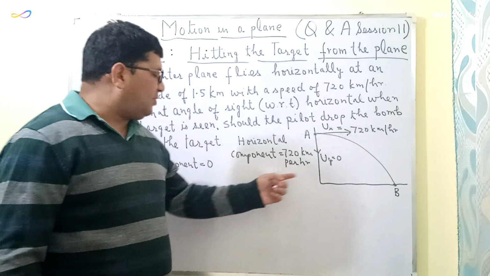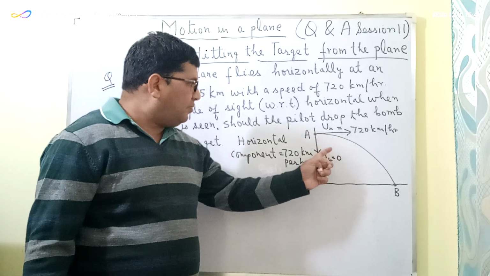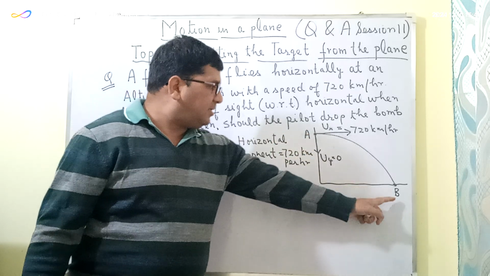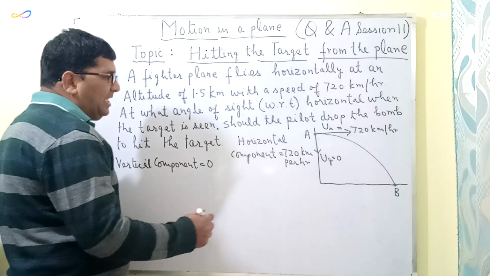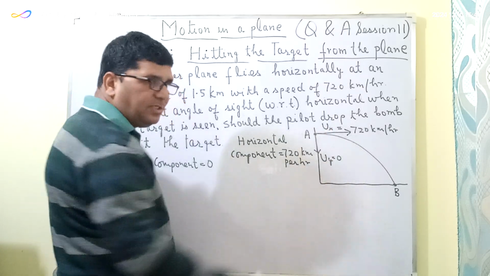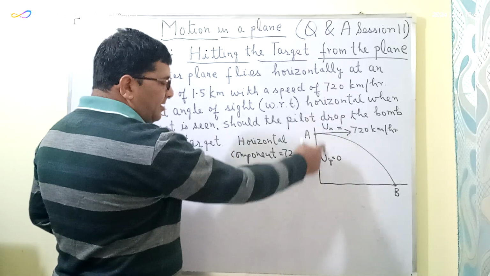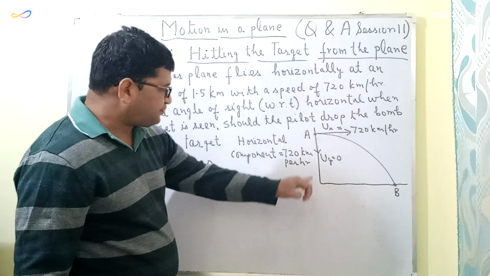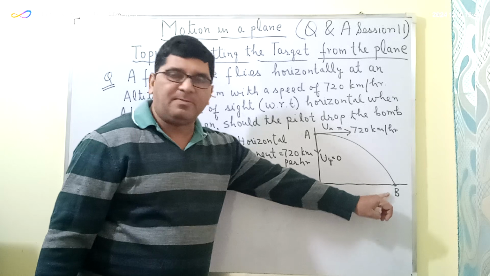Now in this question, the first thing which we have to do is to find the time taken by this bomb to hit this target. In order to find the time, we will first of all calculate the time taken by this bomb to reach the ground, and this can be easily found by considering the vertical distance covered by the bomb in order to hit this target at B.